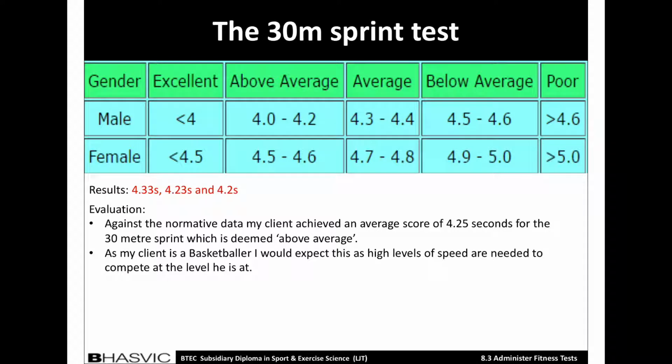The 30-metre sprint test. My client recorded results of 4.33, 4.23 and 4.2 seconds. Against the normative data, my client achieved an average score of 4.25 seconds for the 30-metre sprint, which is deemed above average. As my client is a basketballer, I would expect this, as high levels of speed are needed to compete at the level he was at.